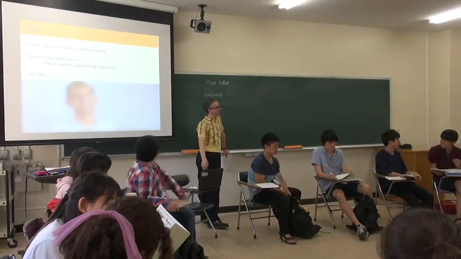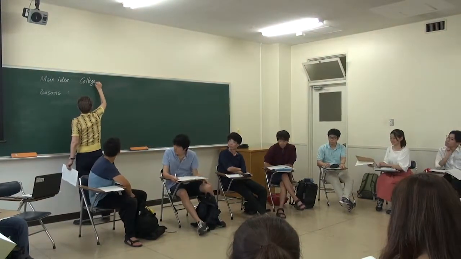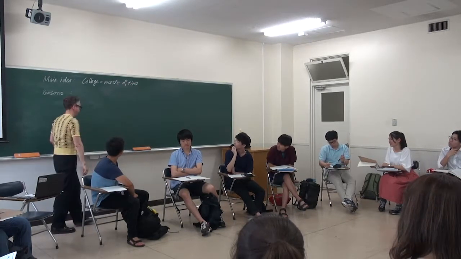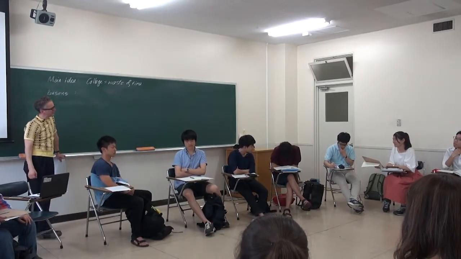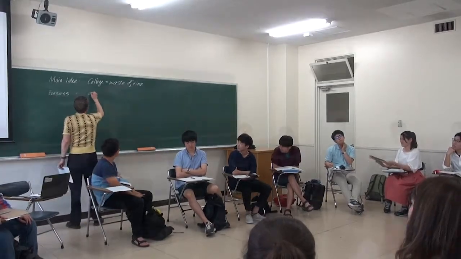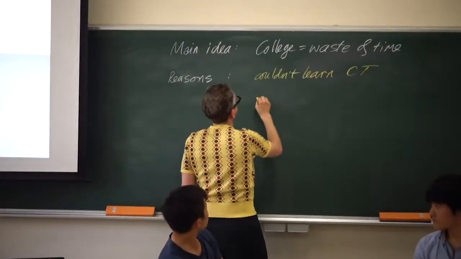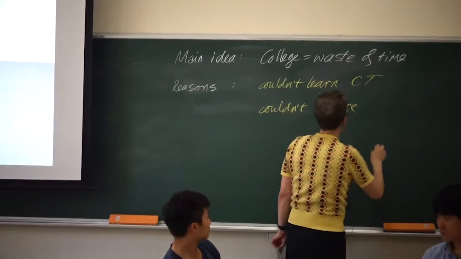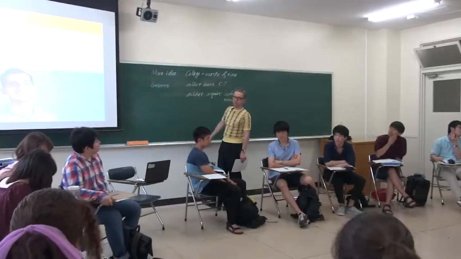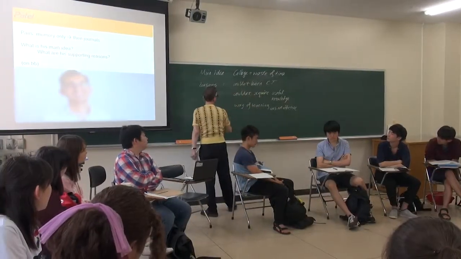Main idea, Azumi? Thanks, Azumi. And what were his reasons? He's got 4 reasons. One of them? Anyone? Hibiki? Couldn't learn critical thinking. Thank you. Anything else? Just acquire useless knowledge. What did you say? What knowledge? Useless knowledge. Or useful? Useful. Yep. Karen? The learning way was not effective for him. And the last one, missed opportunities.